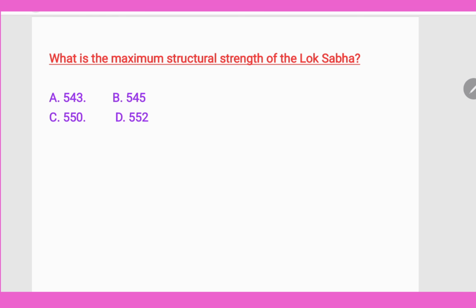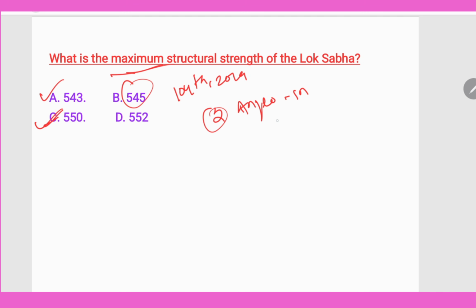Next question is, what is the maximum structural strength of the Lok Sabha? Maximum is 550. Okay, but present now it is 543. Initially it was 545, but by the 104th Amendment 2019, two Anglo-Indian seats were abolished. Now it is 543, but maximum it can be 550.